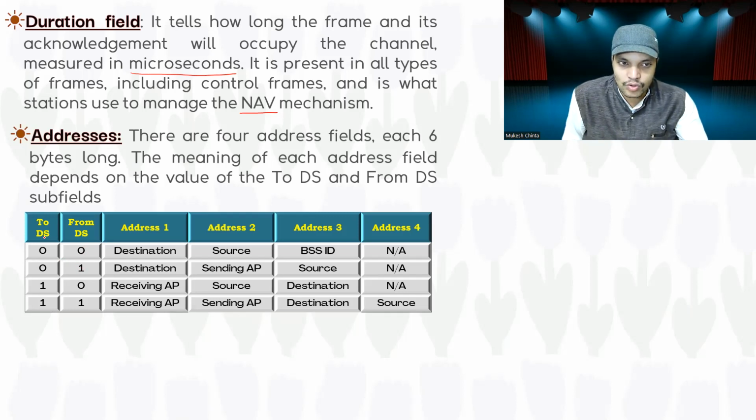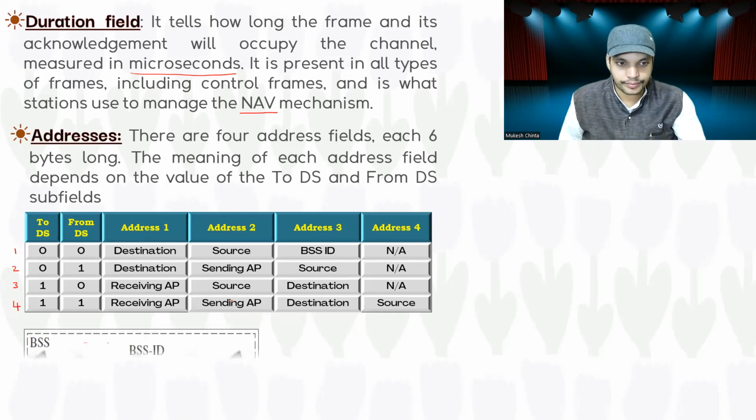So based on these 2 bit positions in the frame control field, they define which address is placed in each one of these fields. There are 4 address fields. To give you a better idea, let me treat each one of these as cases. This is case 1, this is case 2, this is case 3, this is case 4.